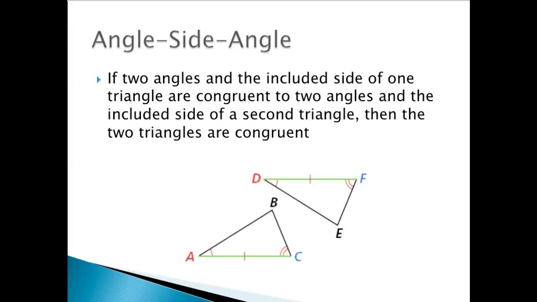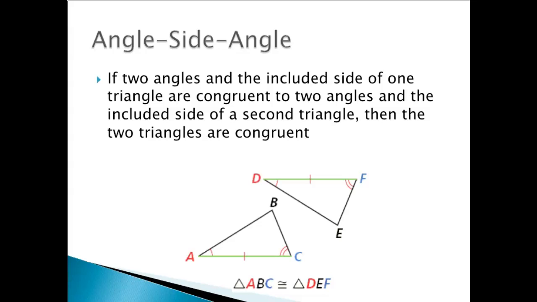In this case, you can see that side AC is the side that is in between, or the included side, of angle A and angle C. Same with triangle DEF. We have DF being the side that is between angle D and angle F. This shortcut says that if you have two angles and the included side congruent to two angles and the included side of the other, then you can state that these two triangles are congruent. So here we can say that triangle ABC is congruent to triangle DEF.